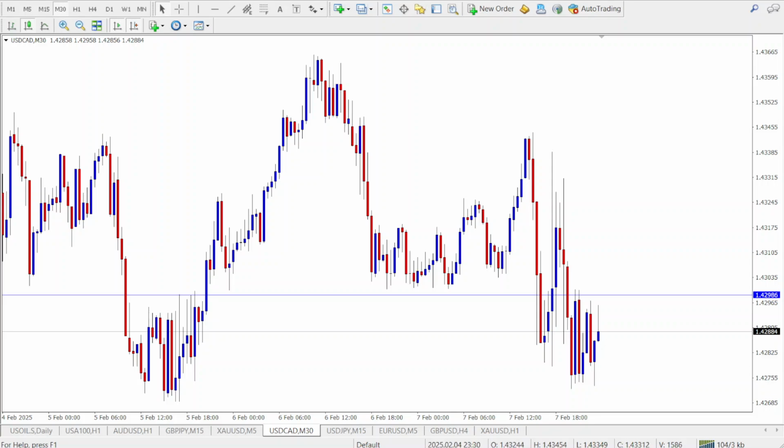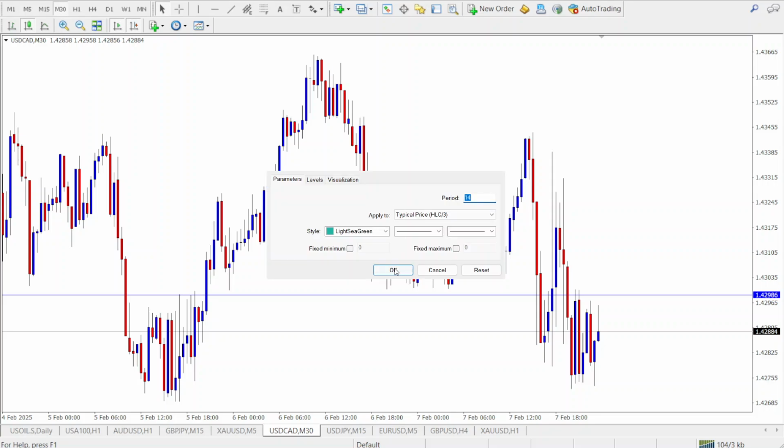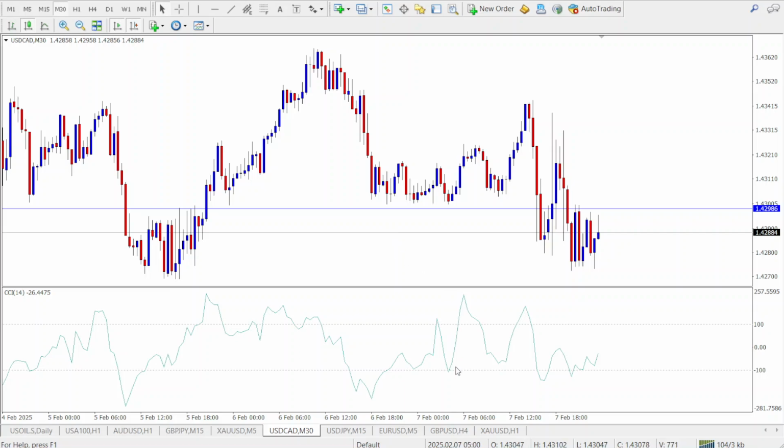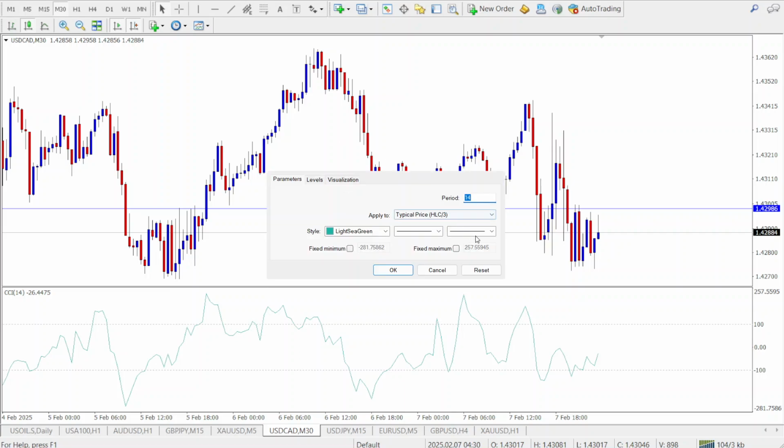Now, I'm just going to add the CCI indicator to the chart quickly. The CCI is short for commodity channel index. Okay, let me just increase the thickness.